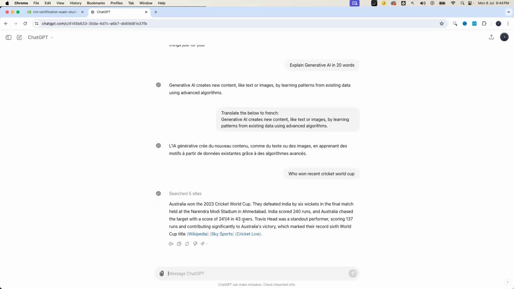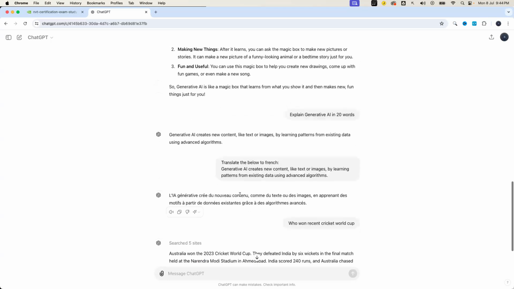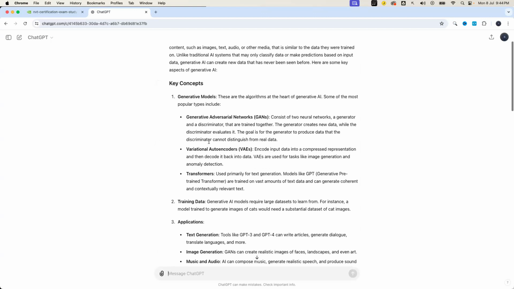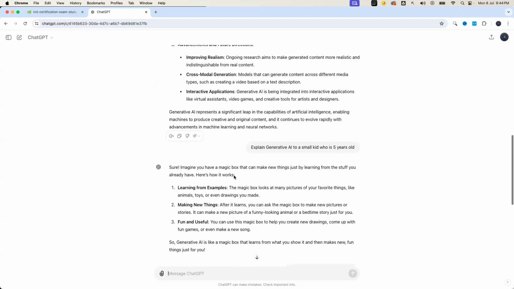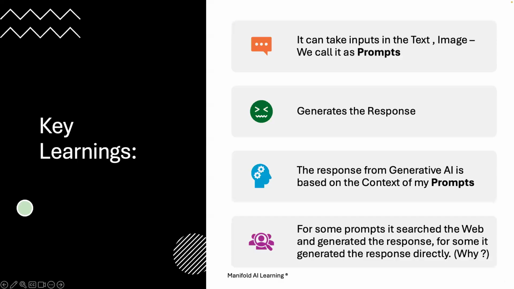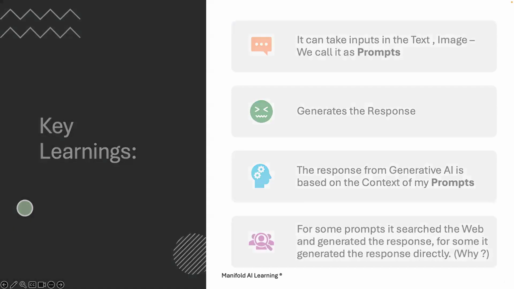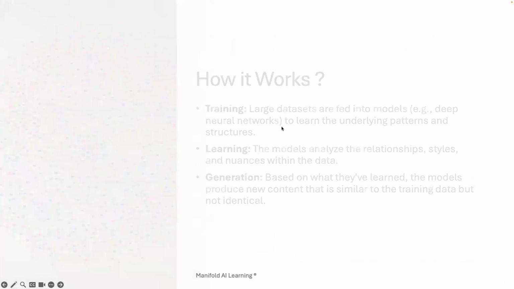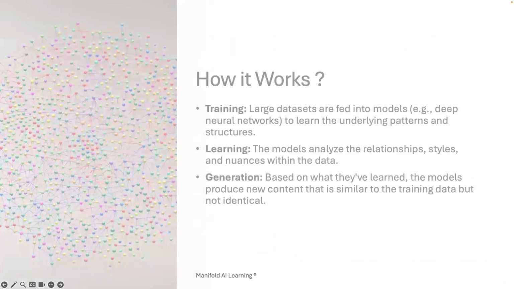If you have observed earlier, when I asked the question what is generative AI, it just generated the output from whatever memory it had. But now, when I ask who won the recent cricket World Cup, it performed a web search. Now, what does it actually represent? It reinforces what we have talked about earlier. The way this generative AI has been built is based on the training data.